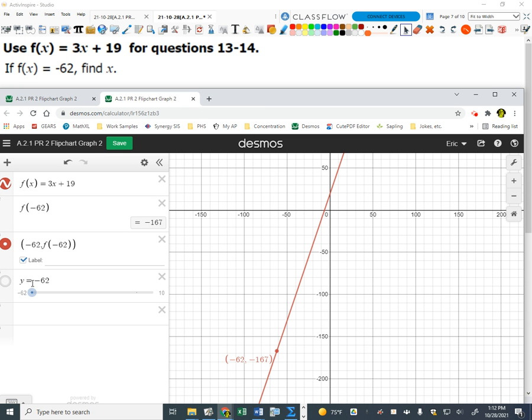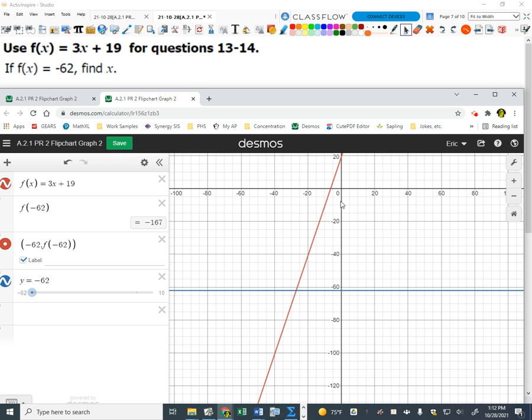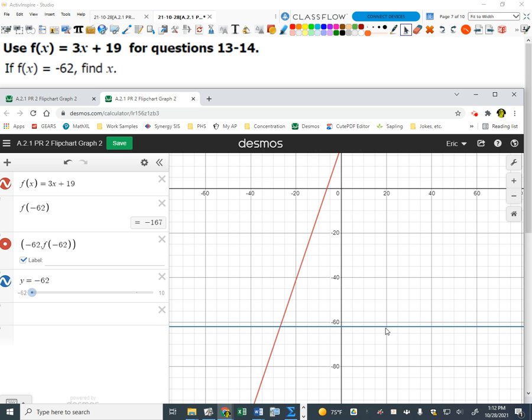Okay, what happens if I just graph the line y equals negative 62? Let's try this. So there's the blue line, y equals negative 62. Okay? What's the y coordinate of every single point on that blue line? Negative 62, right? So what's going to be the y coordinate of the intersection of those two? Negative 62. Okay. Isn't that the point we're looking for? Isn't that the point on the red line with a y coordinate of negative 62?